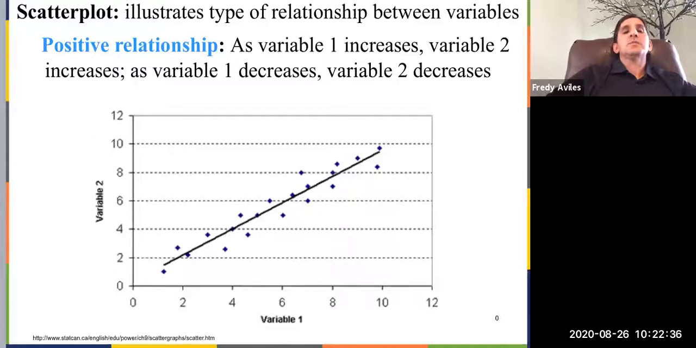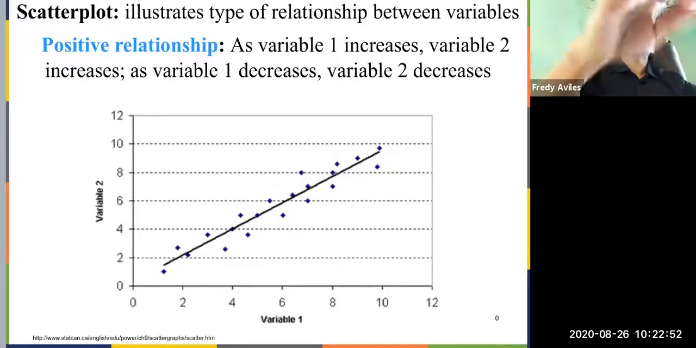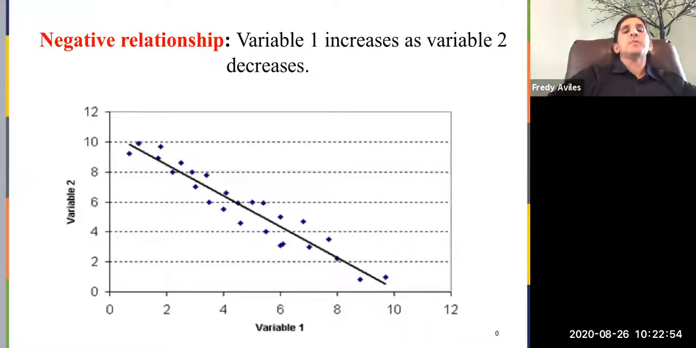That's a positive relationship. If one variable is high, say income, the other one is also high, car ownership. If one variable is low, income, then the other variable, car ownership, is also low. Now, a negative relationship is different. With a negative relationship, if one variable is high, the other one is low.